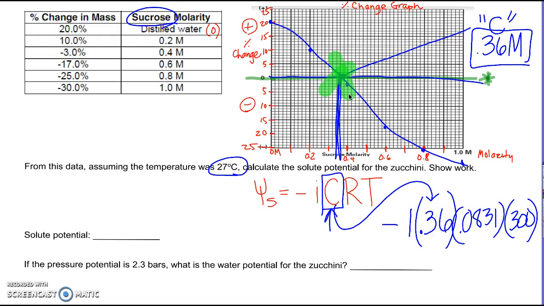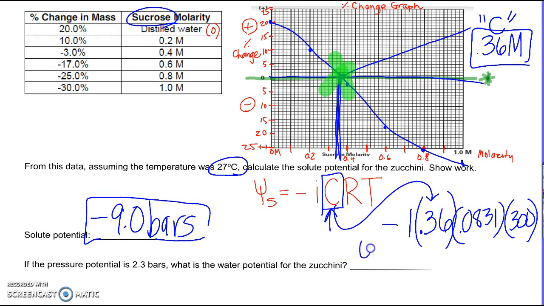And now you just plug in all of your numbers. If you do this and round it to 1 decimal place, it comes out to like negative 8.97 bars. So basically that would be around 9.0 bars. That would be the solute potential for, in this case, the zucchini.